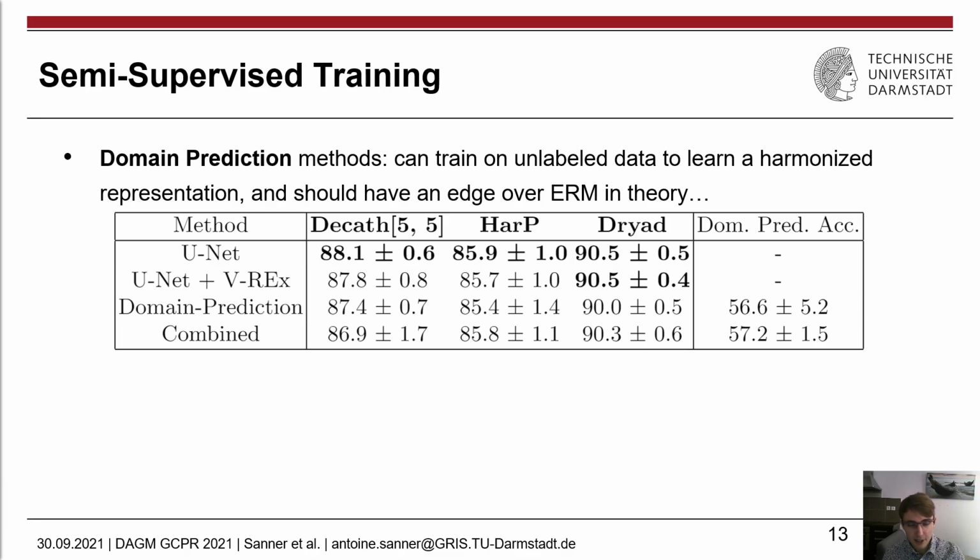And what can be said here is that the standard approach does really well here. It's even slightly better than the other three methods. We also noticed that the domain prediction-based methods became somewhat harder to tune here. And as you can see, the domain prediction accuracy is far from random guessing, which would have been 33% accuracy.